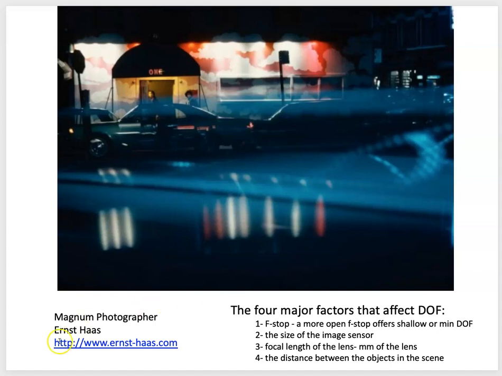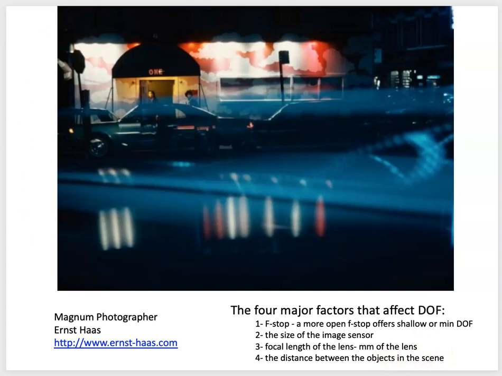This is the work of Ernst Haas. He's a Magnum photographer. And I'm just mentioning and talking a little bit about how you can control that effect of depth of field. So you need to have an open f-stop. You need to consider the size of your sensor, the focal length of your lens, and the distance between the subject, the objects in the scene, and the camera.